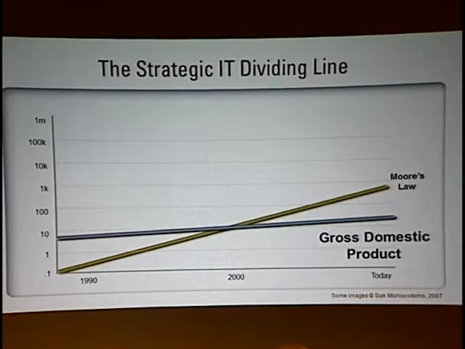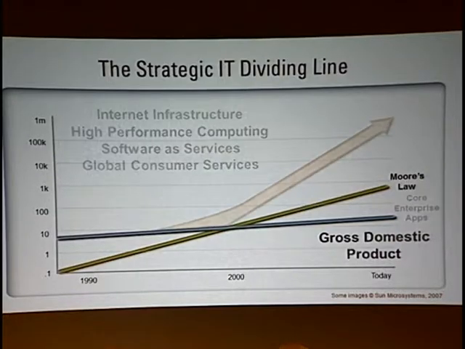We don't need my email system to go twice as fast as it did last year. I don't have twice as many employees as I did last year, so my ERP system doesn't have to go twice as fast. All those things, I'm being overserved by Moore's Law starting in about 2000.